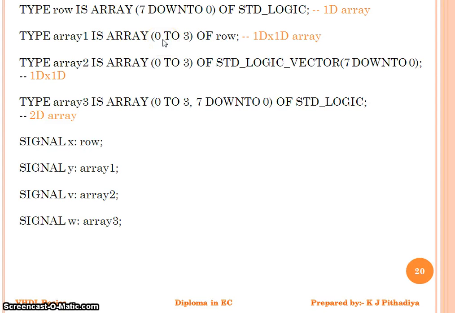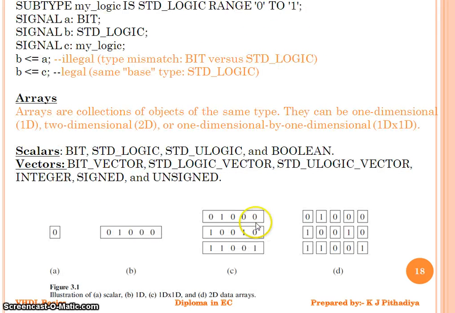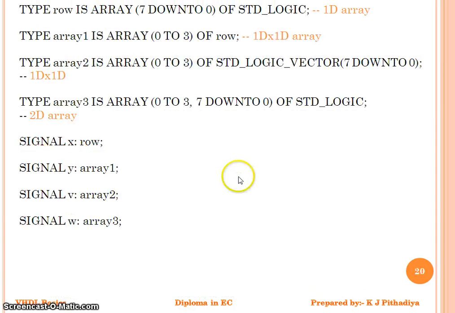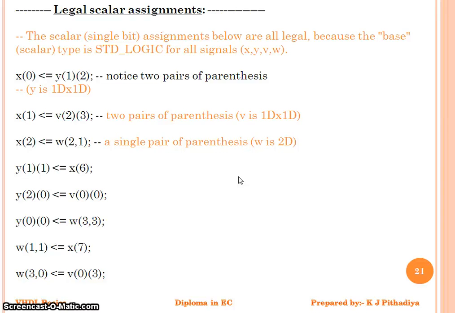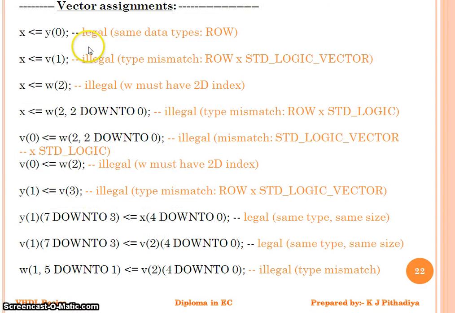That means y of 0 uses 7 down to 0, 1d cross 1d. So this is regarding 1d cross 1d. We are assigning this 1d cross 1d, one of the starting rows to one of the rows of 1d, c to b, one part of the c to b. So this is how we can go for the vector assignment, that is legal.